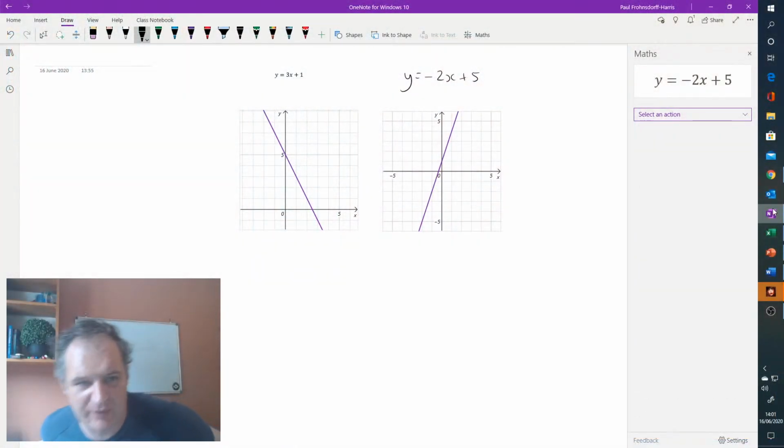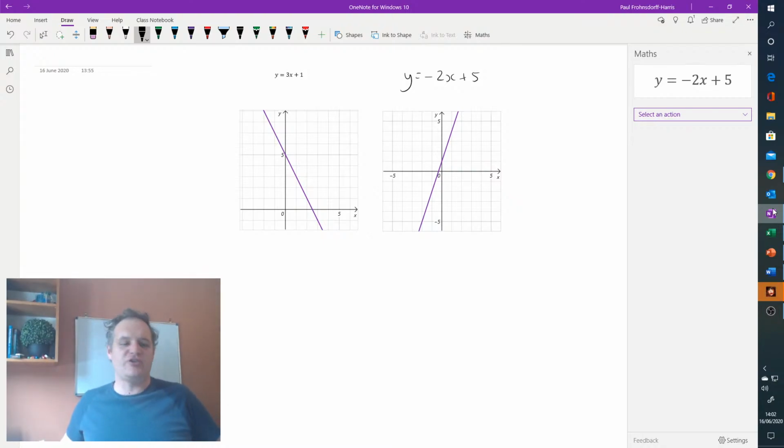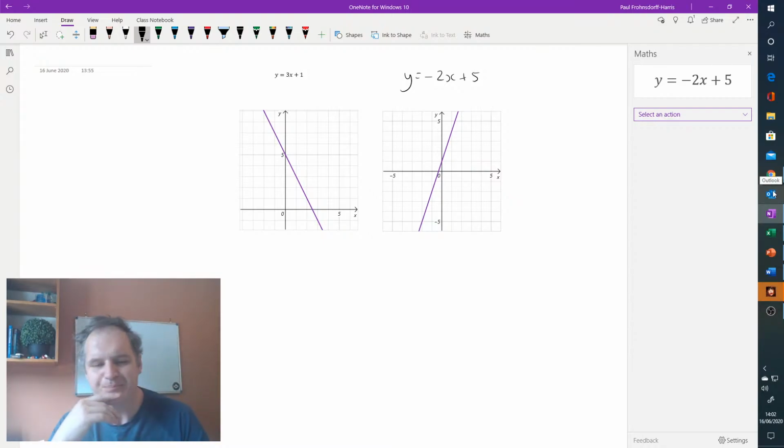So hopefully this will be something that people want to do once they're revising for their GCSEs. You can see on the screen I've got two different equations: the equation of y equals 3x plus 1 and the equation of y equals minus 2x plus 5. They are straightforward equations.